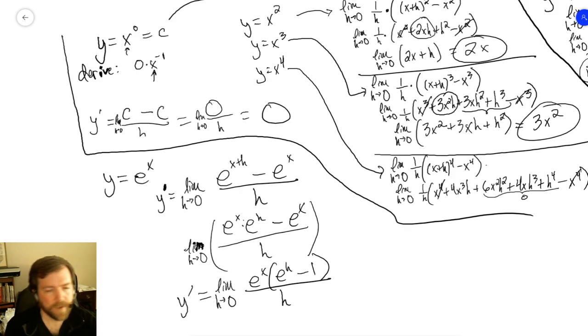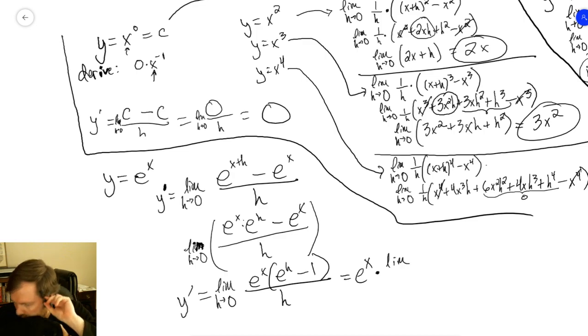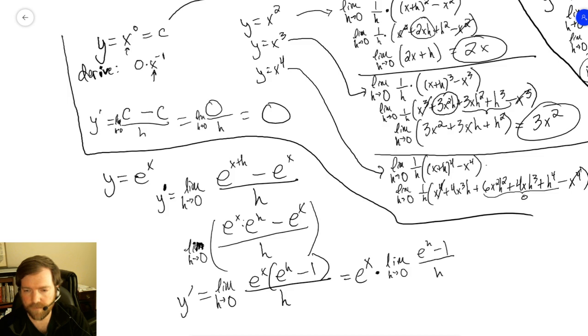So more like that. So y prime is equal to the limit as h approaches 0 of e to the x times e to the h minus 1, all over h. If you actually find the limit, e to the x is going to pop out. And then you're going to have a multiplier of the limit as h goes to 0 of e to the h minus 1 over h.